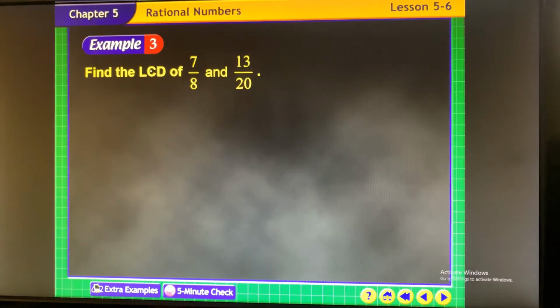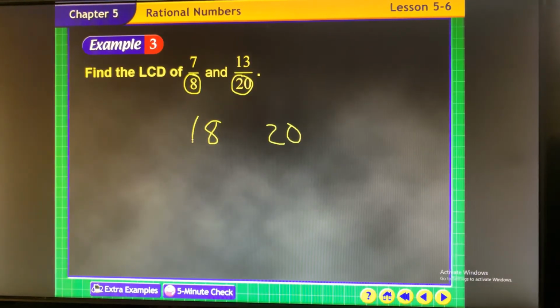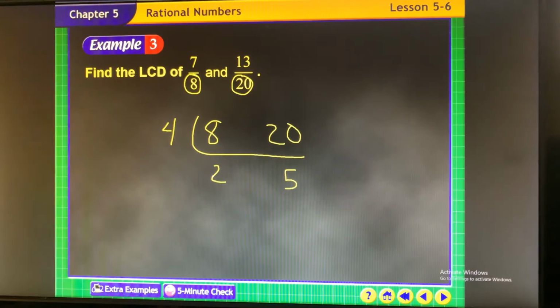LCD is the same thing as least common multiple, but you're just focused on the denominators. So you have 8 and 20. 4 goes into both of those. 2 and 5. So you're doing 4 times 2 is 8, and 8 times 5 is 40. So your least common denominator is 40.